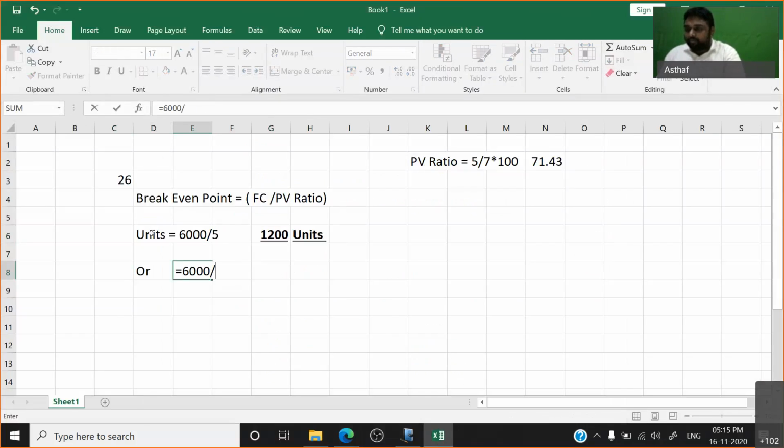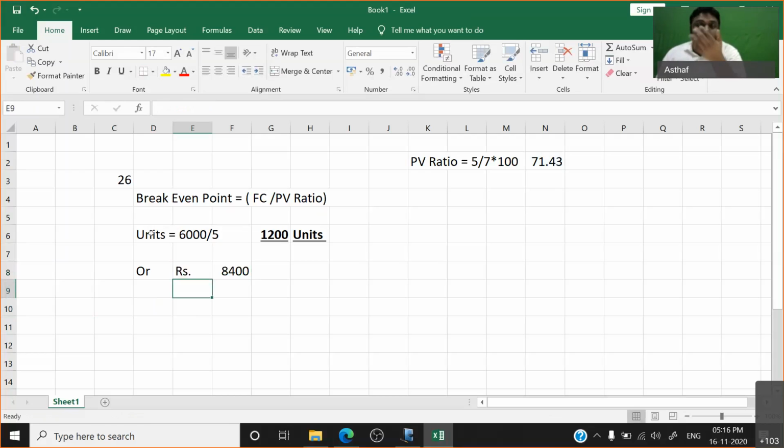6,000 divided by 71.43 into 100, which will be 8,400, or you can make it rupees. If in your online pattern they give units, you can select the units. If they tell in rupees, you can select the rupees. We discussed both for your benefit, so you can select whichever it is, and they won't confuse you with both.